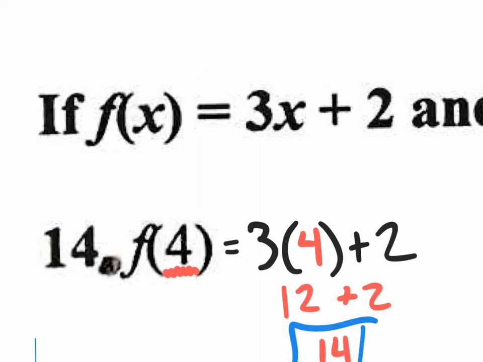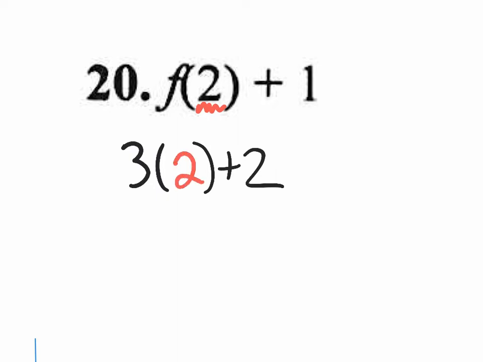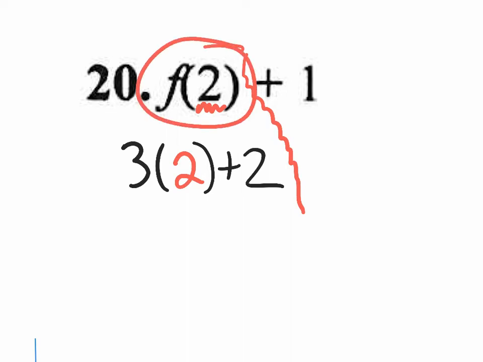F of x is 3x plus 2. So what I'm going to write is 3 parentheses plus 2. That's f of x. And what do they want us to do? They want us to plug in 2. So you plug in 2. Okay, now this plus 1, I'm going to wait till the end. I'm just doing this part right here, the f of 2.